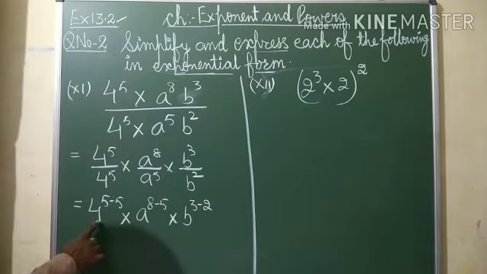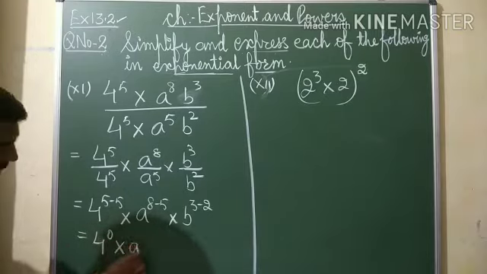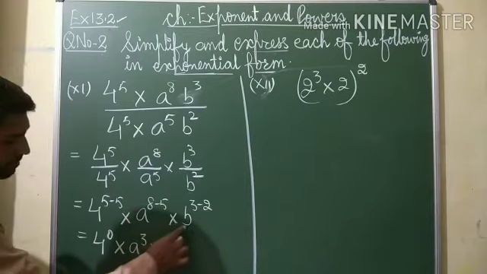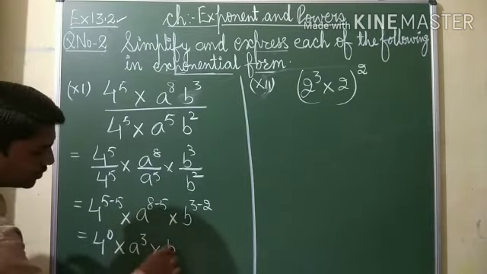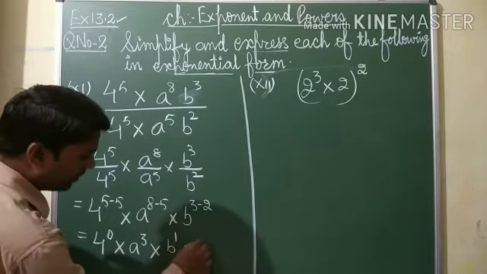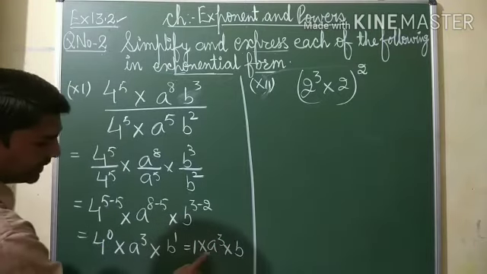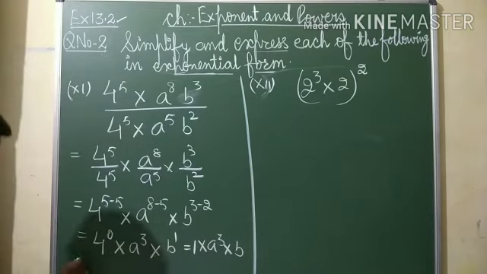So b raised to 3 divided by b raised to 2 becomes b raised to 3 minus 2. Therefore we get 4 raised to 5 minus 5, which is 4 raised to 0, multiplied by a raised to 8 minus 3, which becomes a raised to 3, multiplied by b raised to 3 minus 2, which becomes b raised to 1. Since 4 raised to 0 is equal to 1, we get 1 multiplied by a raised to 3 multiplied by b, which is equal to a raised to 3 into b. So a cubed b is the required exponential form of the given expression.